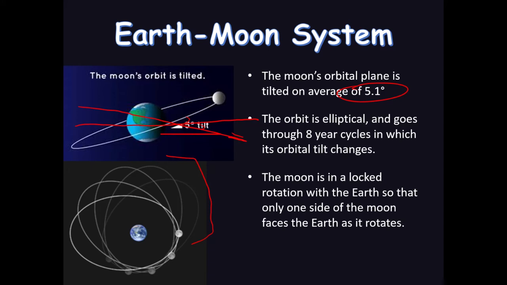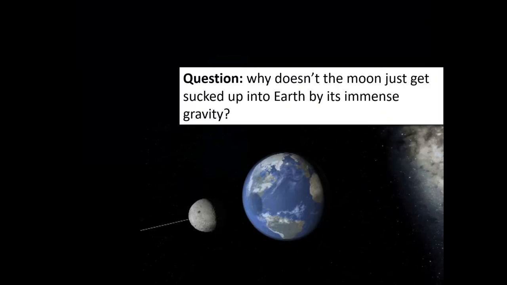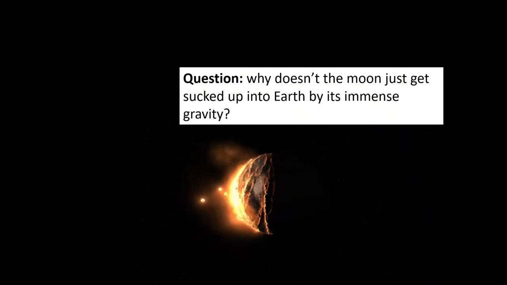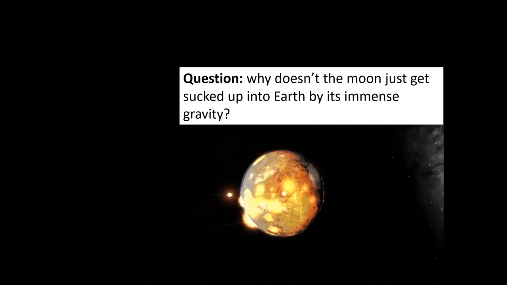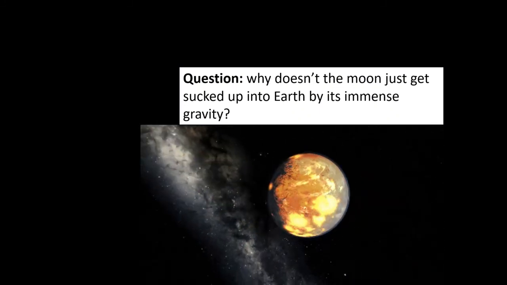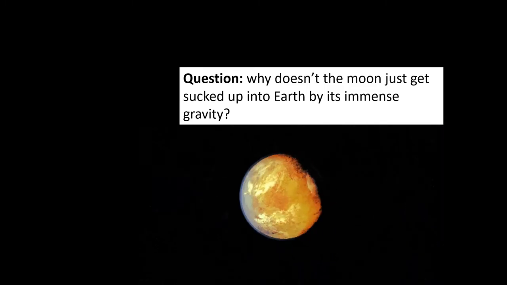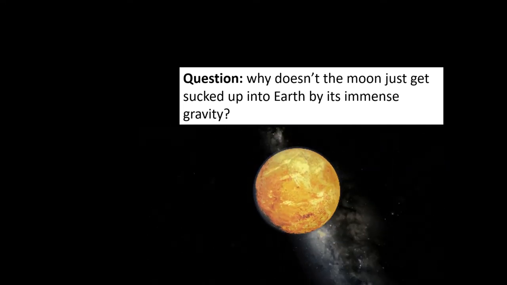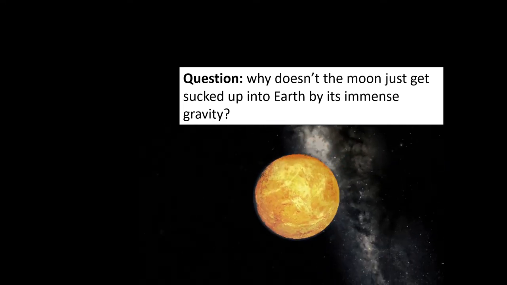So you might wonder, at least I always wondered, if the Earth is pulling on the moon, why doesn't the moon just collide with the Earth and blow up, like this GIF is showing? I always kind of wondered that. Because the Earth has this immense gravity, the moon has gravity, and why don't they just collide like that, right?